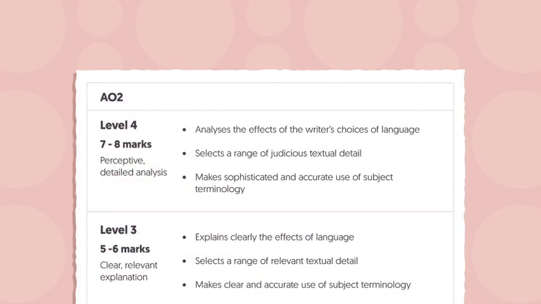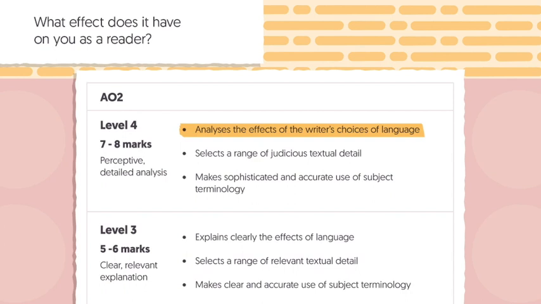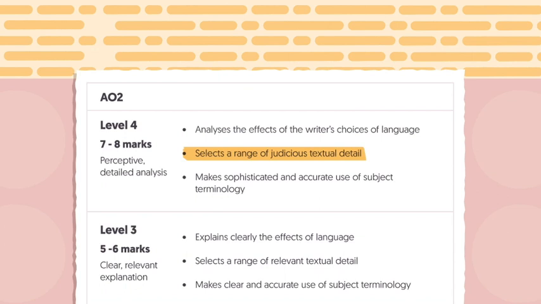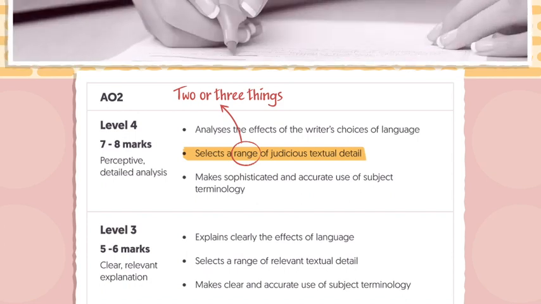You might notice that it's exactly the same as the Paper 1 AO2 questions. The first bullet point requires you to explain the effect of your chosen word or phrase. In other words, what effect does it have on you as a reader? And remember, there's no right answer. Less is more. Pick out 2 or 3 things that you find interesting from the text and explore them in detail. Secondly, you'll need to select a range of relevant textual detail, or quotes, when you make your point. In reality, a range means 2 or 3 things at the most, so as you go through the source material, highlight the pieces of evidence that you find most interesting.